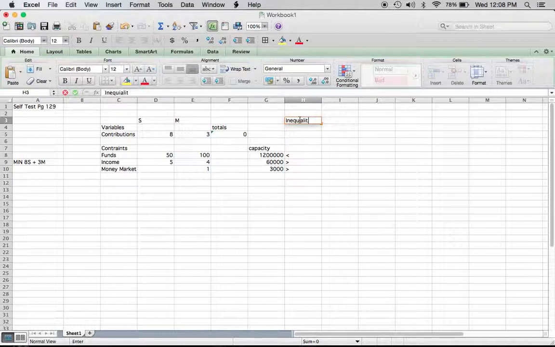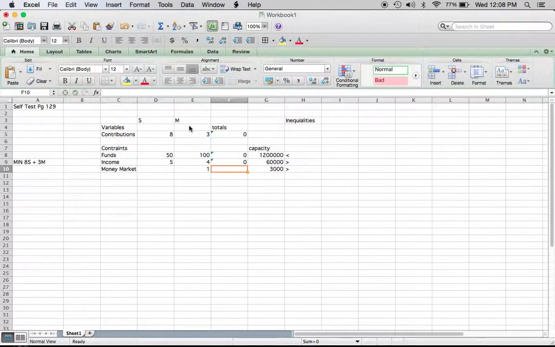We have to actually put the equation. So, funds, it's going to be 50 times whatever it calculates in this blank space, plus 100 times whatever it calculates in this blank space. For income, it's 5 times whatever it calculates here, plus 4 times whatever it calculates here.